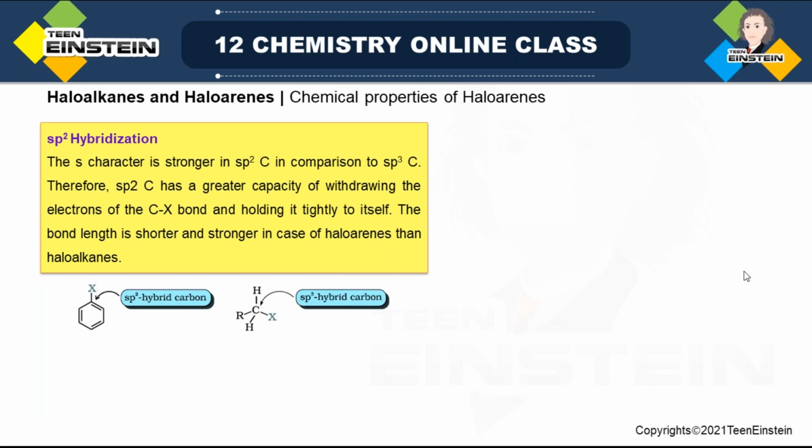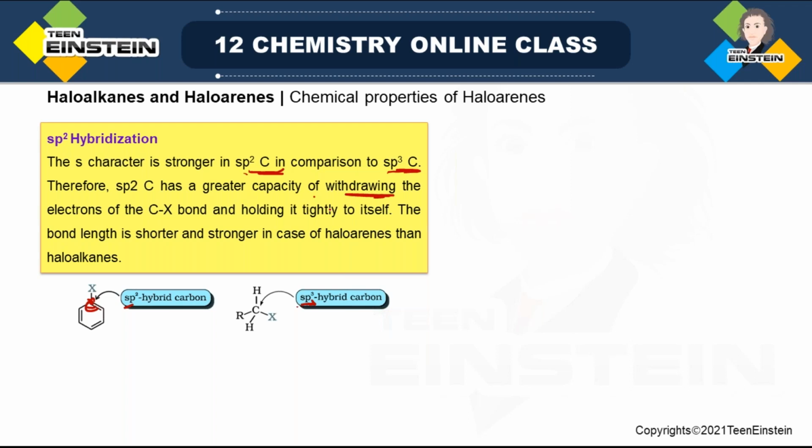Second point, sp2 hybridization. In haloarene, as you can see, this carbon is sp2 hybridized. But in case of haloalkane, this is sp3 hybridized, right? Now, obviously, in case of sp2, the s character is 33.3%, here the s character is 25%. So the s character is high in case of sp2. Because of the stronger s character in sp2 carbon compared to sp3 carbon, that we know. So what will happen now? The electron withdrawing capacity will be high for sp2 hybridized carbon.